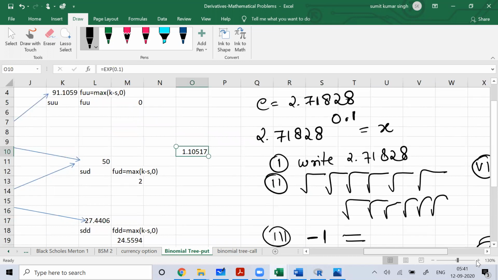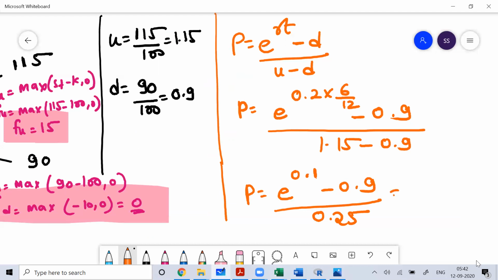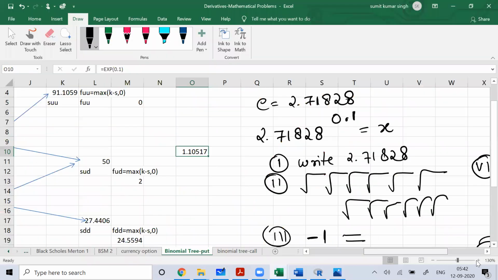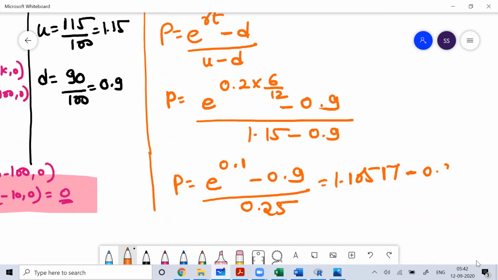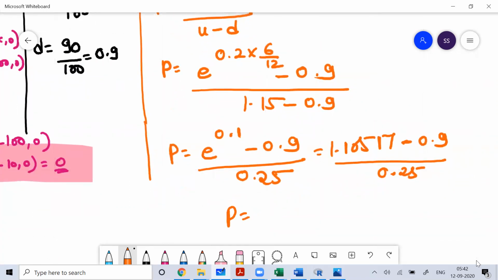What answer do you get? 1.10517. So 1.10517 minus 0.9, divided by 0.25. Okay, so with this you'll find the value of probability.